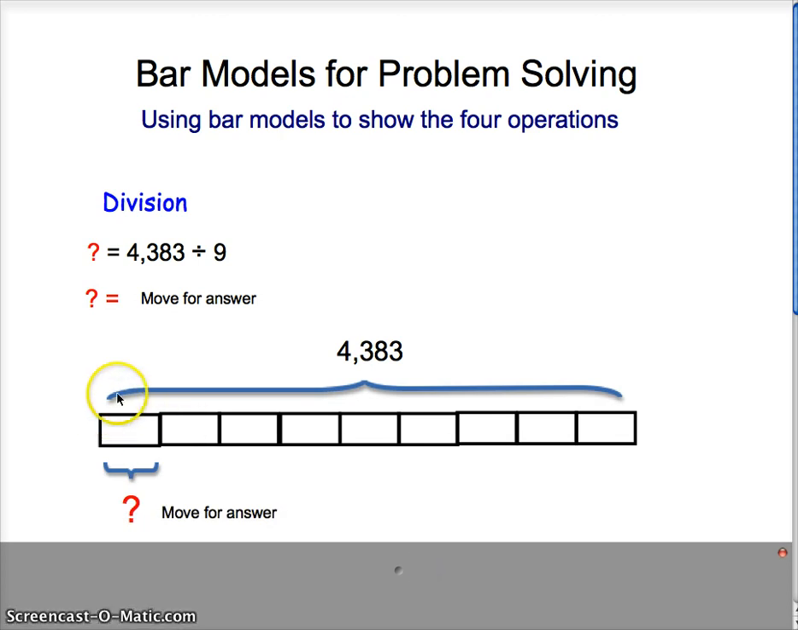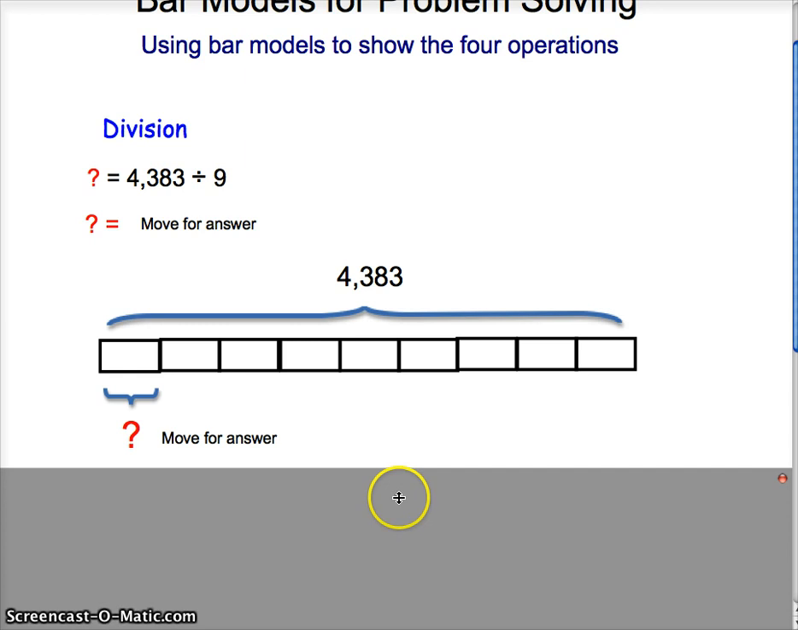This time, we know the amount of the whole rectangle. We know that that's 4,383 because they gave it to us. They gave it to us and they said they want to divide that into 9 pieces. So they're going to take that entire rectangle and divide it into 9 parts. Each of those parts are equal parts. It's the little part now that we don't know the size of. And so that's where our question mark goes. That's the part we're going to need to solve and find out.